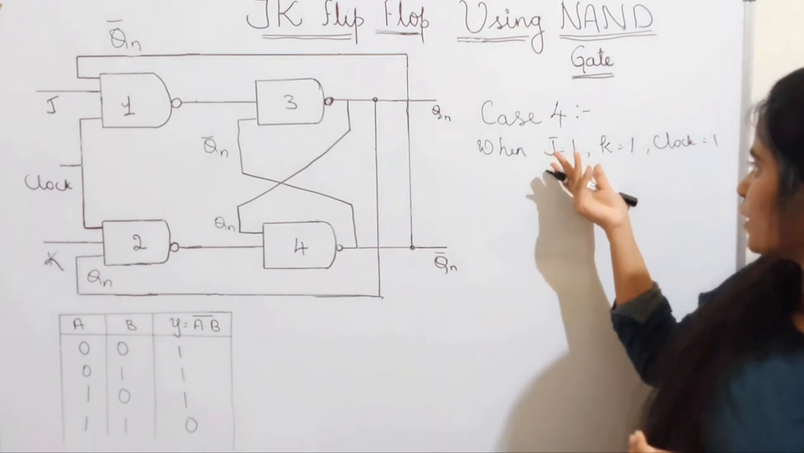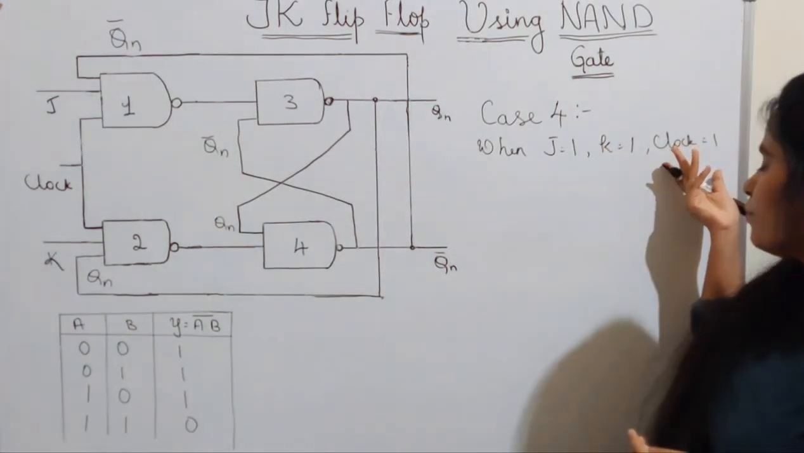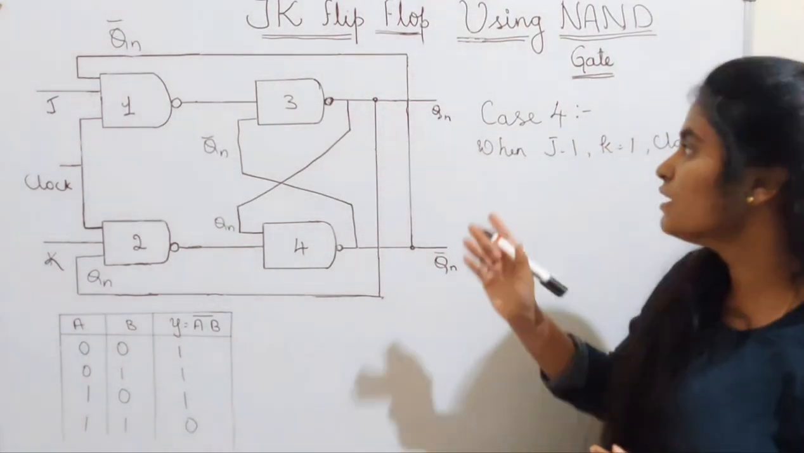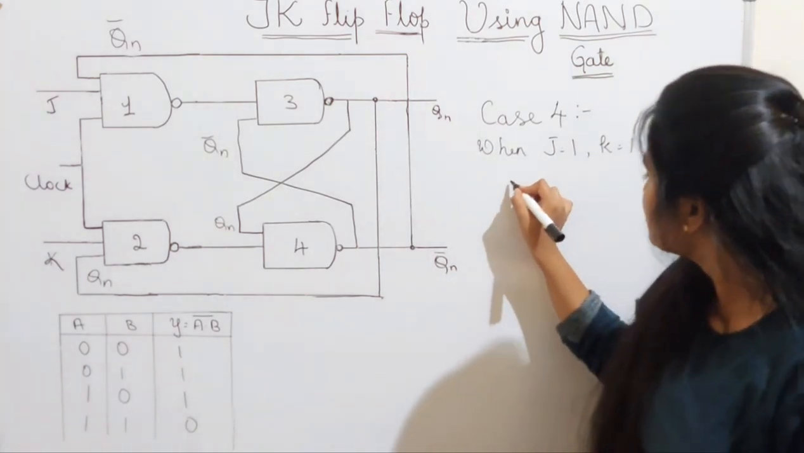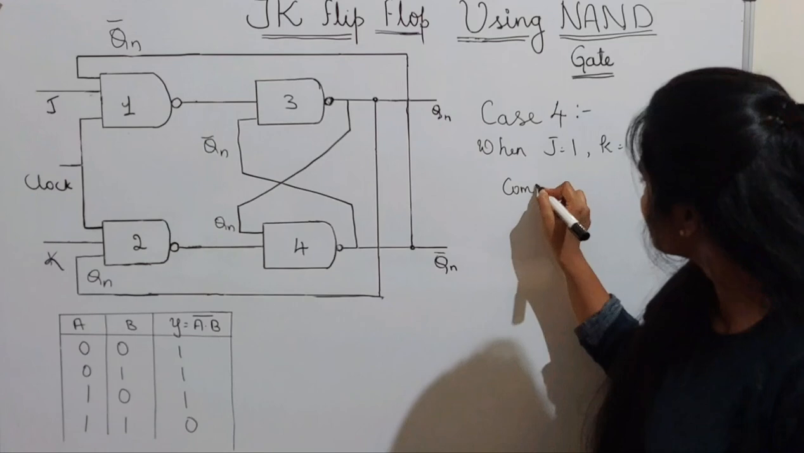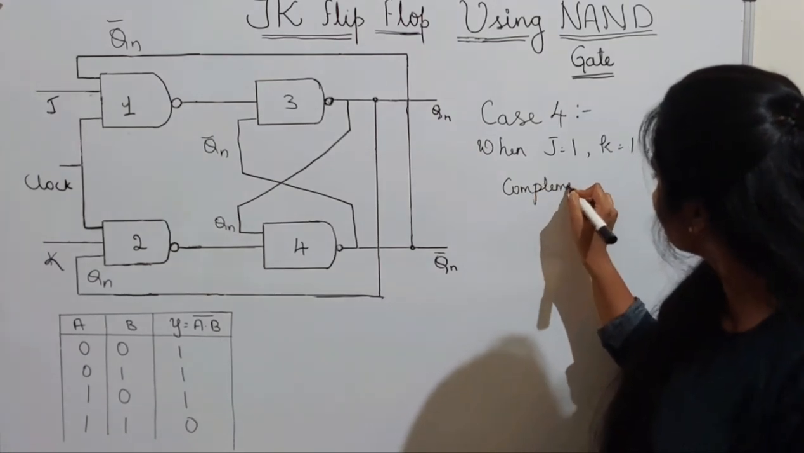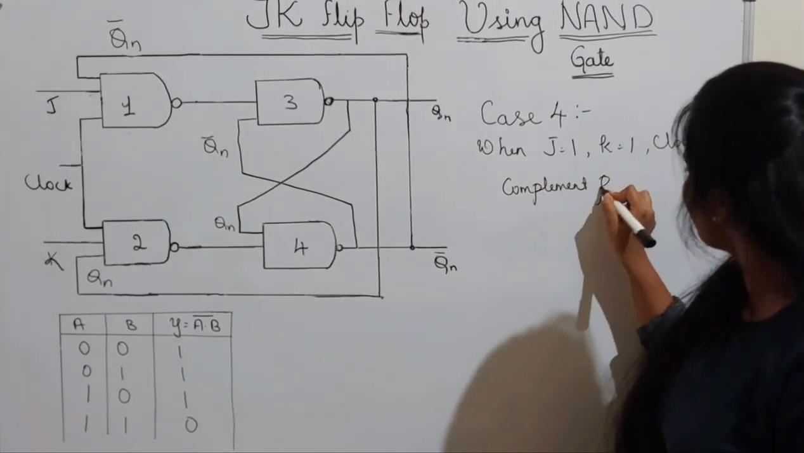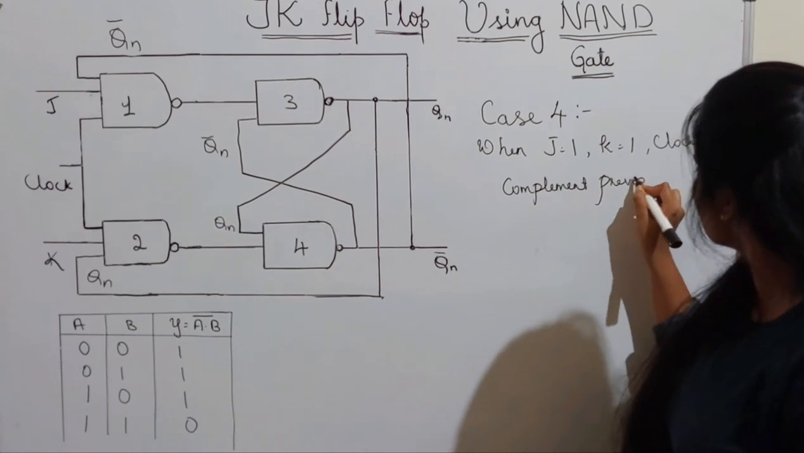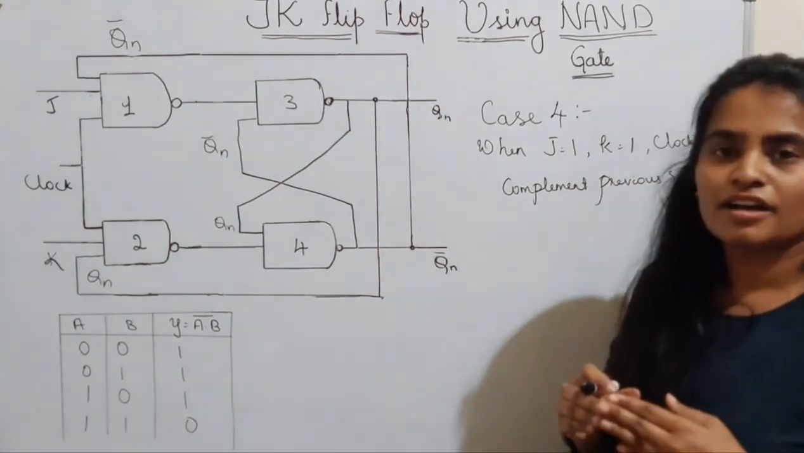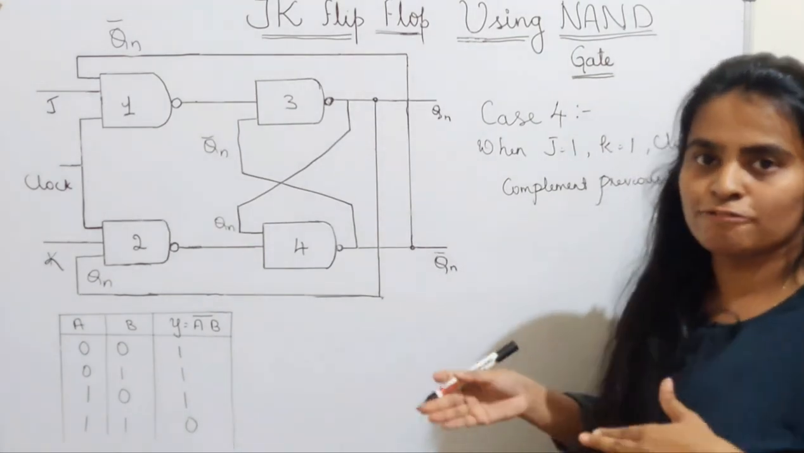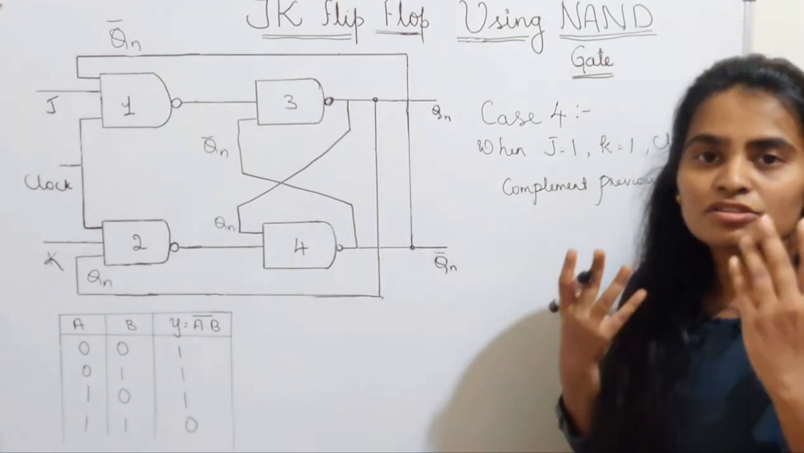When J is equal to 1 and K is equal to 1 and the clock pulse is applied, in that case, Qn and Qn complements, previous state, and the answer is flip and flop, which is known as the toggle state.